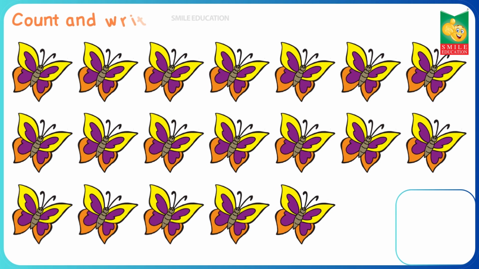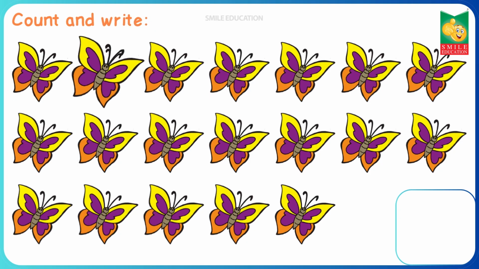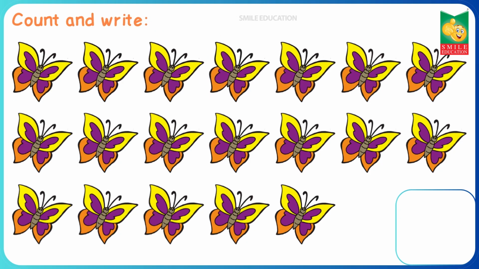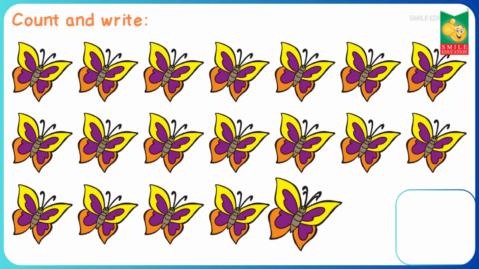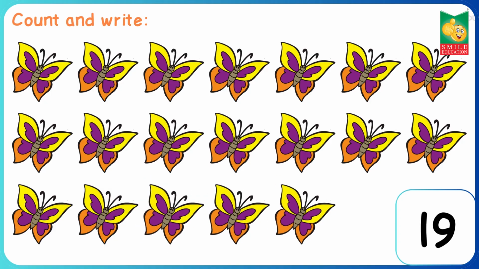Let's try to count and write. 1, 2, 3, 4, 5, 6, 7, 8, 9, 10, 11, 12, 13, 14, 15, 16, 17, 18, and 19. 19 butterflies.